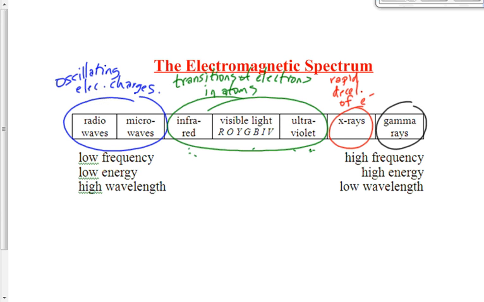It's a massive deceleration. The energy's got to go somewhere. They had a lot of kinetic energy, and now they got nothing. So where does that kinetic energy go? It goes into EMR, produces a photon of X-rays.